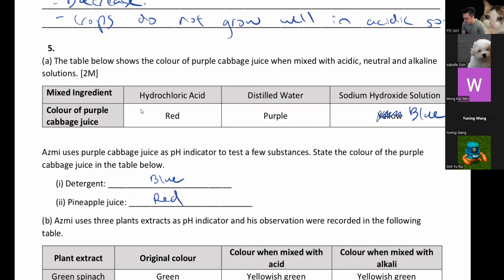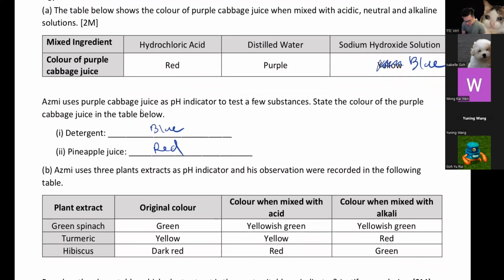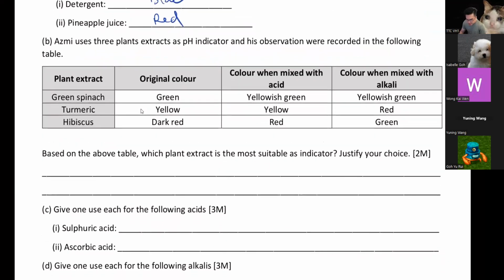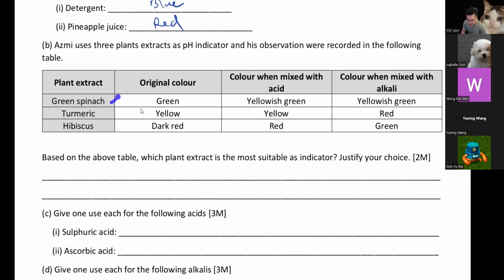Okay, easy. So next, B. Asme uses three plant extracts as pH indicator and his observations were recorded in the following table. Right, so he uses three things: green spinach, turmeric, and hibiscus. So let's look at green spinach first. Original color is green. When mixed with acid is yellowish green. Alkaline is yellowish green. So you can see this green spinach is kind of useless. Both same color one.